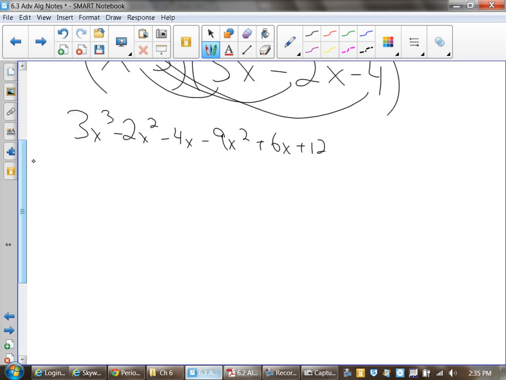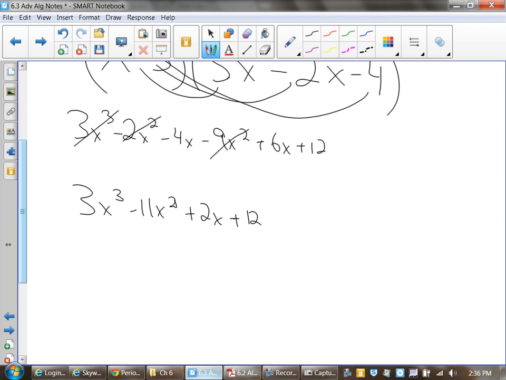Oops. So we have a 3x cubed. One other suggestion I will make when you're combining like terms: if you're done with one of the higher powers, especially if you've got a long string of these, cross it out. That way you know you don't have to worry about it later. Then you have negative 2 and negative 9. Negative 4 and positive 6, and then a positive 12. I know you have seen those before. It's just a refresher of what you do. Remember, you're just using the distributive property a couple of times.